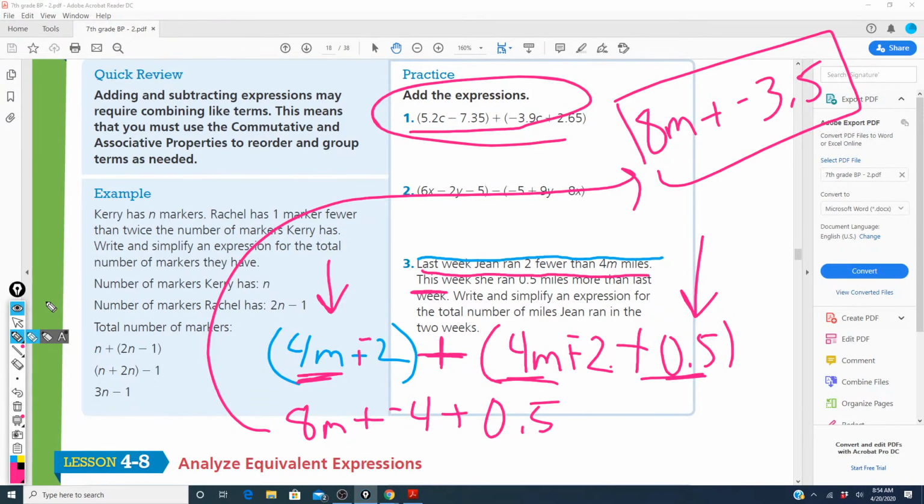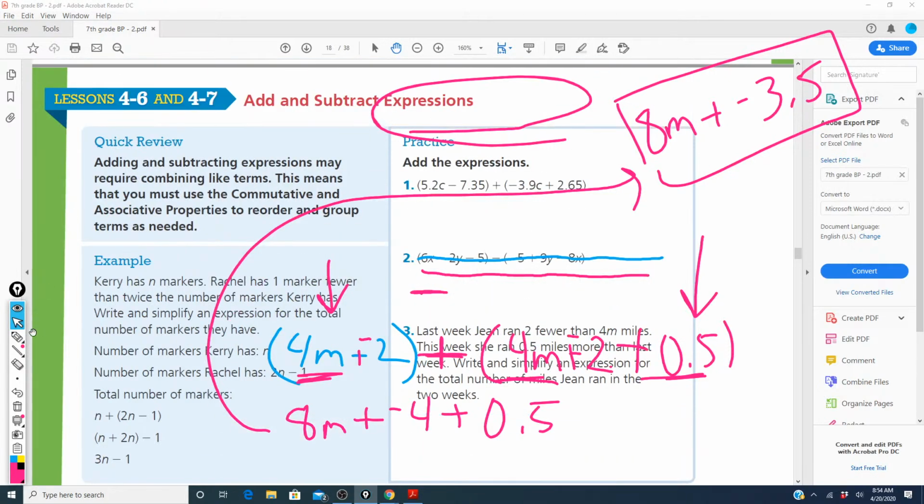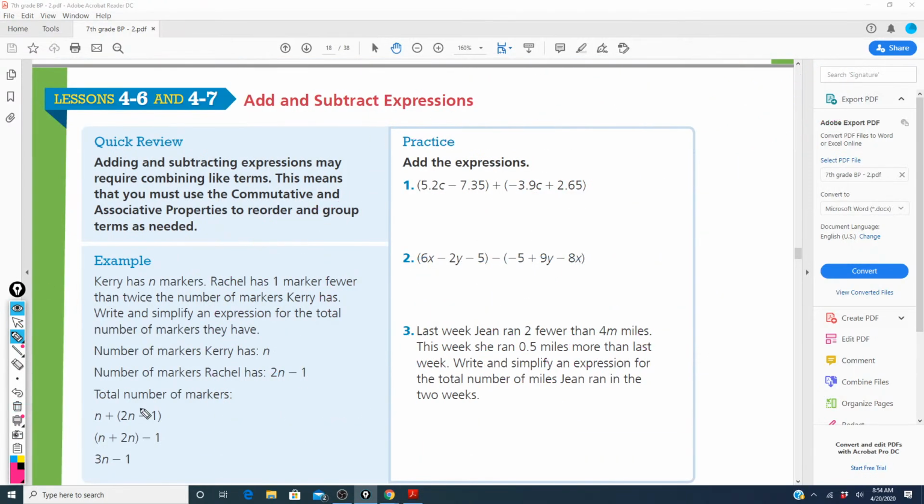Yeah, 4-6, 4-7. Any questions with all that? Yeah, Nick, you should have 4-6 and 4-7. It's all right up here. You should be talking about adding and subtracting expressions. Any questions with that, guys? Let me know in the chat here if there's any questions.